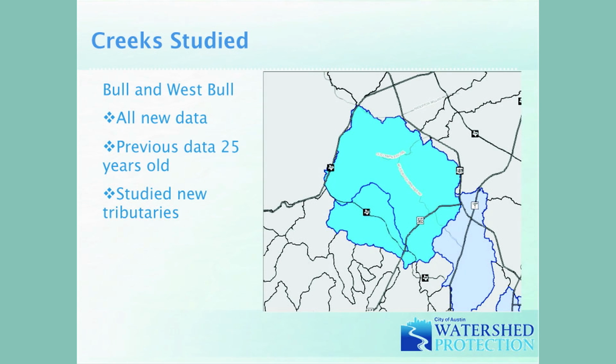So the maps that we had printed 5 to 7 years ago for Bull, while it may have been on a new map, it was not based on new information. Now Bull Creek is all new information, which is one of the reasons why we wanted to study it. And we also added a few tributaries to Bull Creek that had not been previously studied.